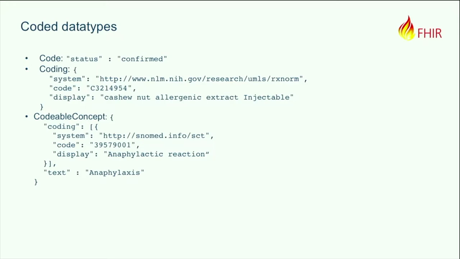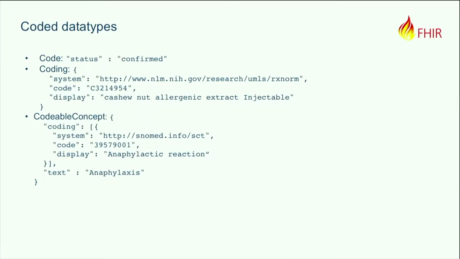The next one we have is the coding data type. Here's an example of a coding. This is in JSON. And as you can see, it's got a system. And the system refers to the terminology from which this code is drawn. Talk about that in a second. There's the code, and there's the display. So that is the display of that code in that system. It is fixed by the system. You can't change it.